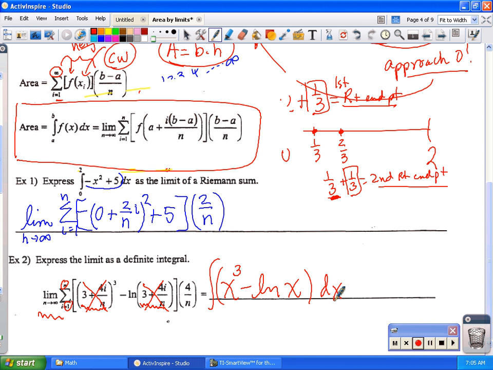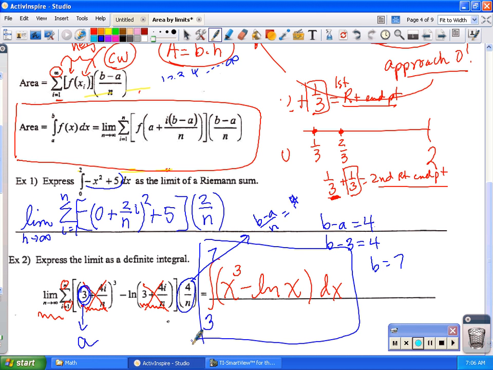The only thing I have left to do is to figure out the lower bound and the upper bound. Well, that's pretty easy because the lower bound is right here. Remember, that's where we move away from to get to the first right endpoint. So that's the value of a. So the lower bound is 3. And then over here, we have the common width, which is b minus a over n. So we know that b minus a is equal to 4. Let's write that here. b minus a is equal to 4. We already know that a is 3, so b minus 3 is equal to 4. So b has to equal 7.